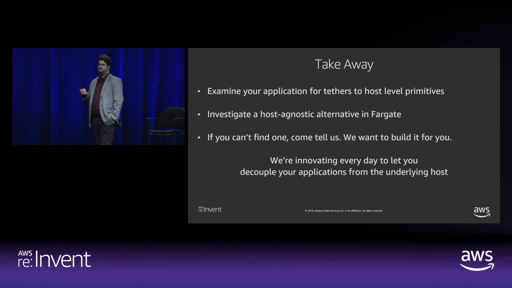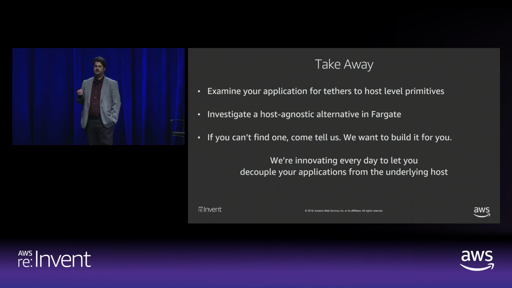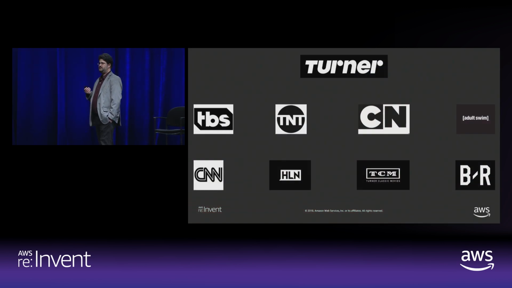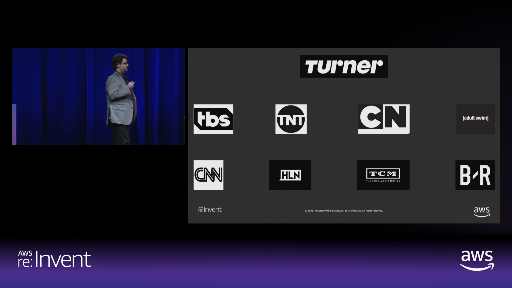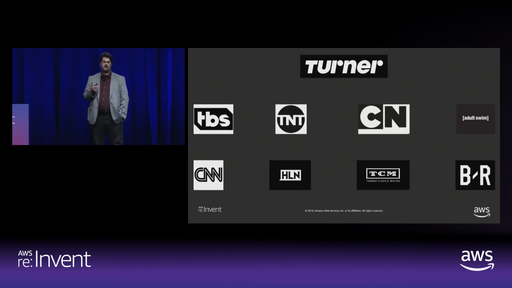I'm Joseph Bolger, the principal architect at Turner. And today, I'm here to tell you about our journey to Fargate. But before I get started, let me tell you a little about us. For those of you that are not familiar with Turner, some of our brands include TBS, TNT, CNN, Cartoon Network, Adult Swim, just to name a few. We currently have the 9th largest collection of web properties in the world.